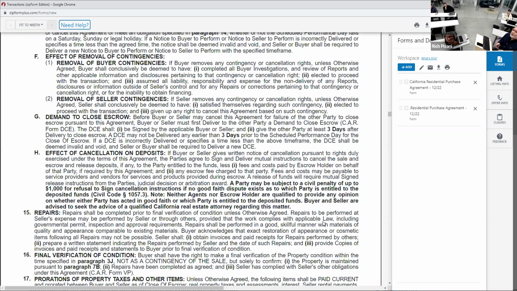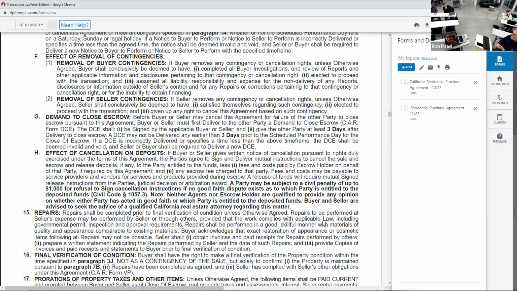So basically, you don't get your money back unless both of you agree. That's right. That's basically it. There are two parts to a cancellation of contract. The first part is canceling the contract: who's canceling and what's the reason they're canceling? The second part is what do we do with the deposit?